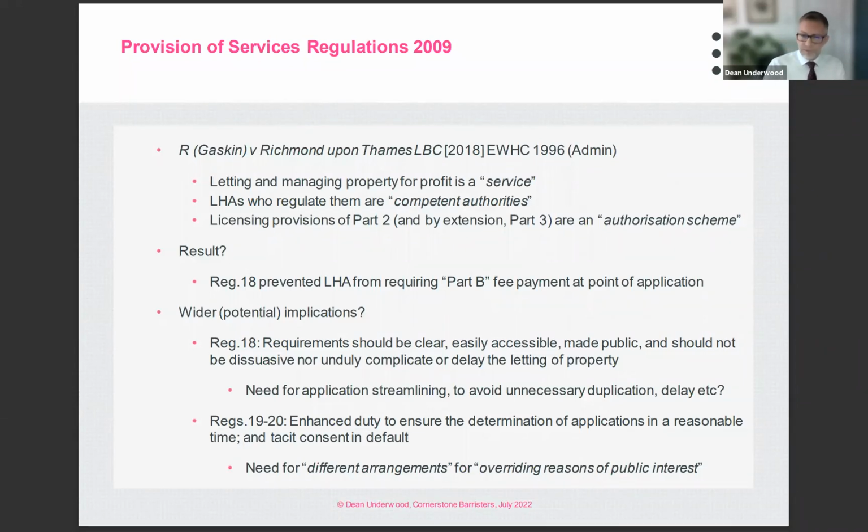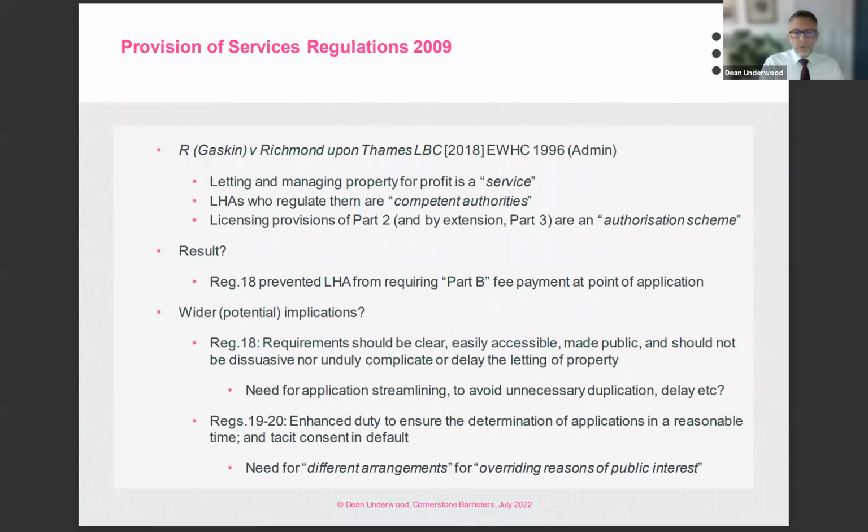Because in principle and in summary, the letting and managing of a property for a profit was held to be a service within the meaning of the regulations. The local authorities that administer the licensing schemes and regulate the properties were held to be competent authorities, and the licensing provisions of Part 2 and again by extension Part 3 were held to be an authorization scheme within the meaning of the regulations.